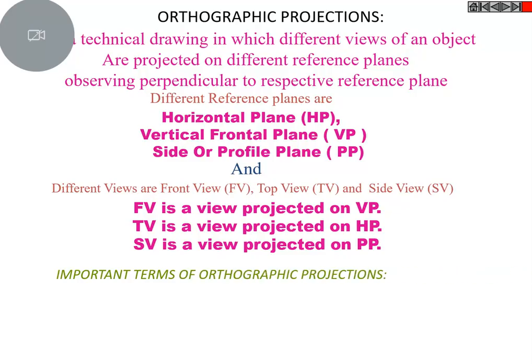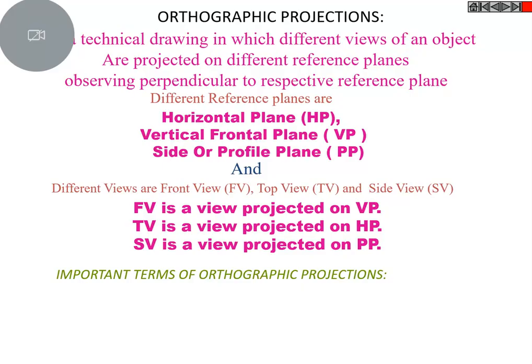When we go with the orthographic drawing, it is a technical drawing in which different views of an object are projected onto different reference planes, observing perpendicular to the respective reference plane. The basic principal planes we refer to in this drawing are the horizontal plane, the vertical frontal plane, and the profile plane or side plane. By taking these three principal planes, we can see exactly what we want to see of the object.